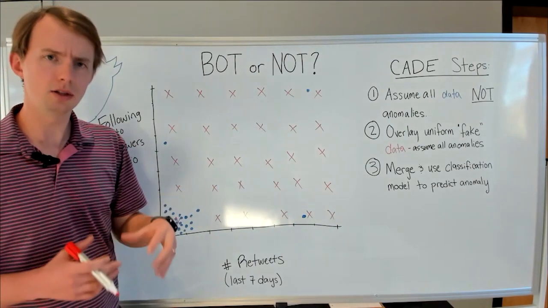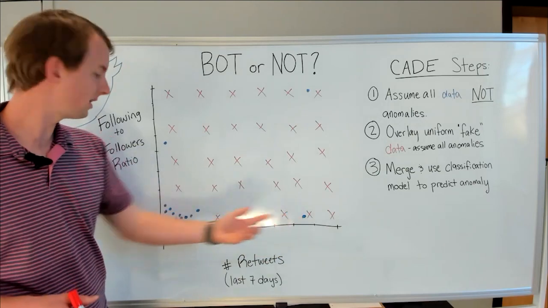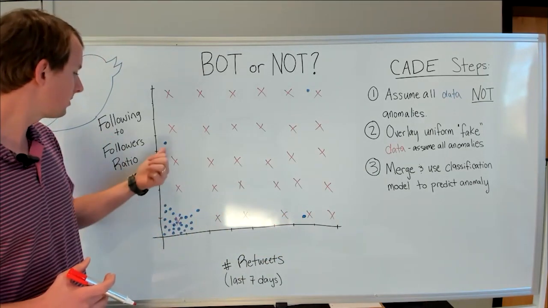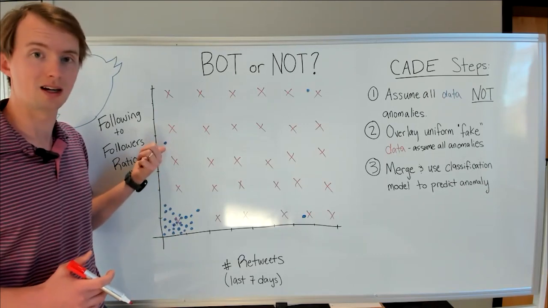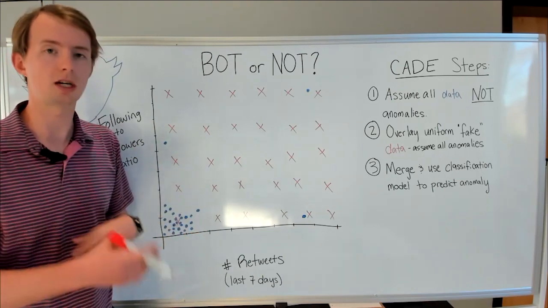This is unusual, but maybe it's not a bot because they just happen to tweet a lot and they have a more regular following to followers ratio. And then same thing with this one. Not a lot of retweeting going on, but it's following a lot more people than is following them. Maybe that's a new user that's just gotten their account set up.